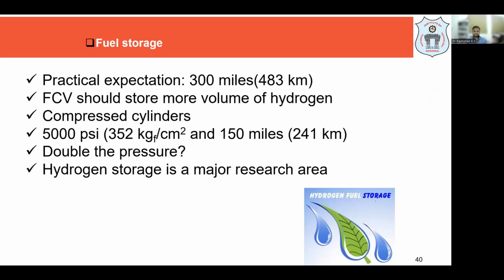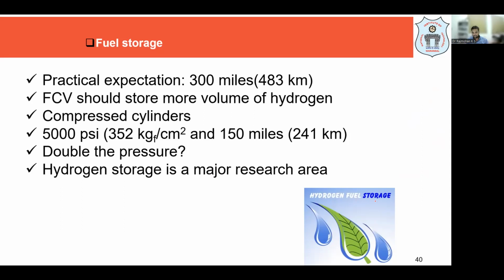That is the practical expectation. But what does it mean to drive 300 miles? If it is hydrogen, we need a compressed cylinder at 5000 psi, and 150 miles has been realized. And what will happen if you double the pressure? That is where we want to work on it.